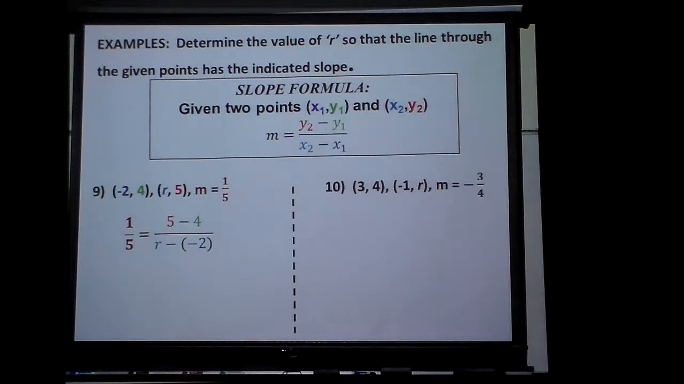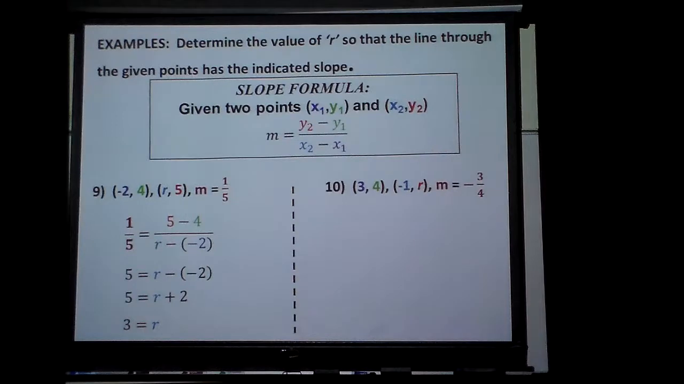Now know this: what is 5 minus 4? Well, 5 minus 4 is 1, right? So then, won't r minus negative 2 have to be 5? Well, r minus negative 2 is the same thing as r plus 2. And when you solve equations, you do the opposite. I would have to subtract 2 from each side. If I subtract 2 from each side, that means r equals 3.